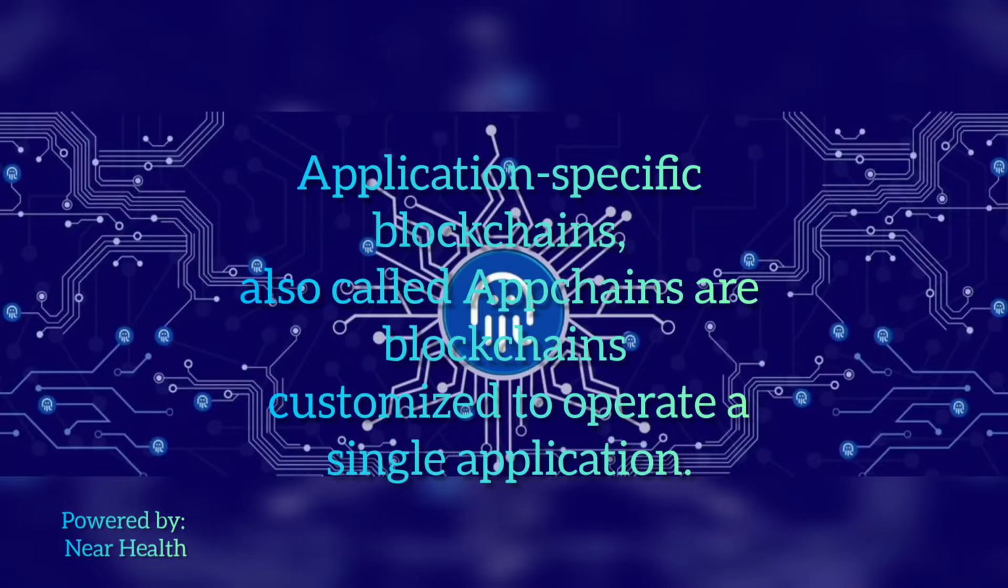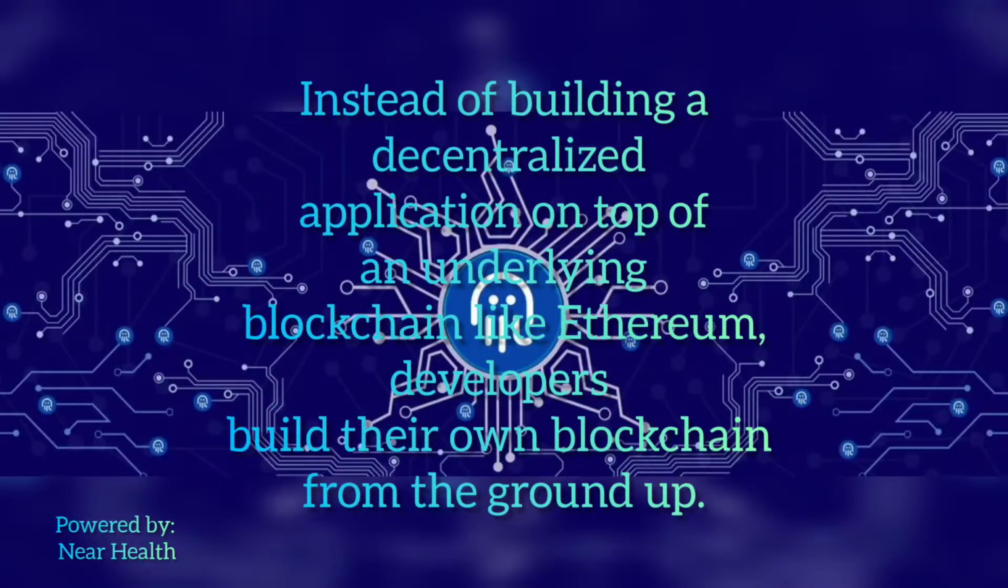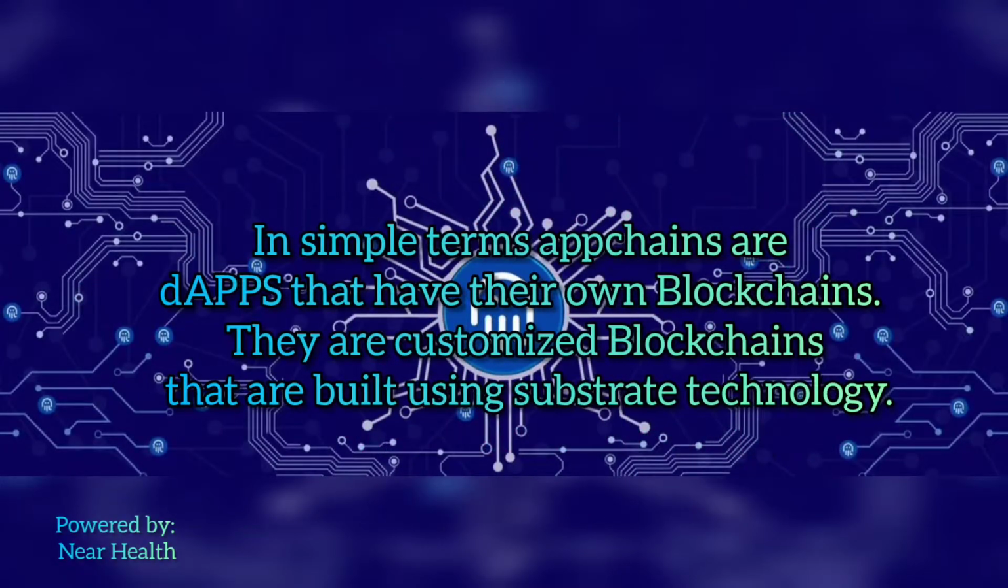Application-specific blockchains, also called Appchains, are blockchains customized to operate a single application. Instead of building a decentralized application on top of an underlying blockchain like Ethereum, developers build their own blockchain from the ground up. In simple terms, Appchains are dApps that have their own blockchain. They are customized blockchains that are built using Substrate technology.